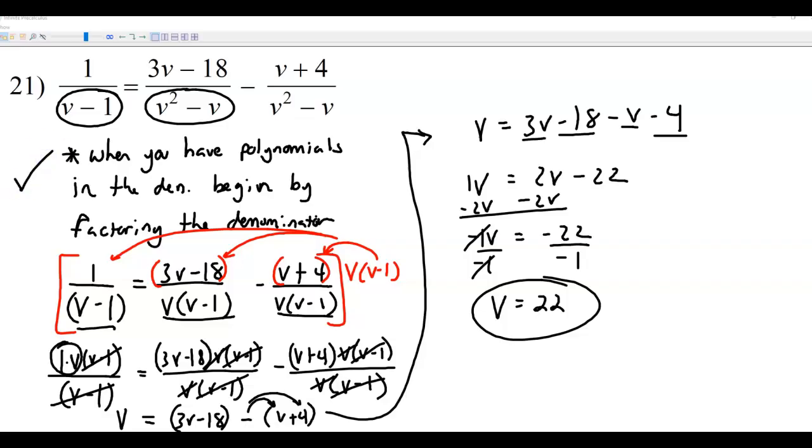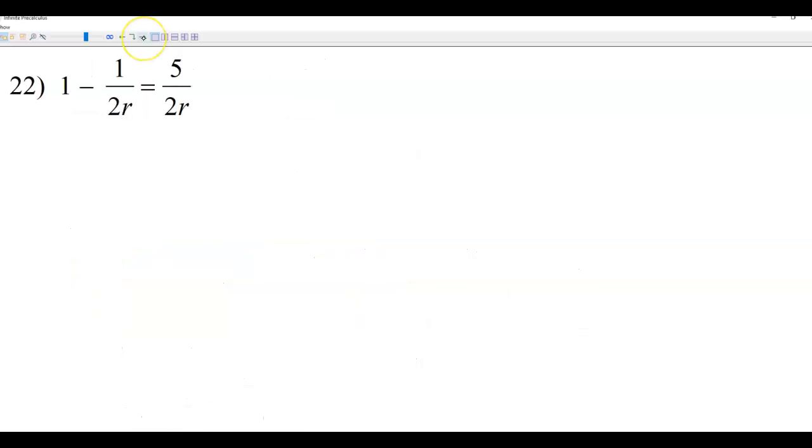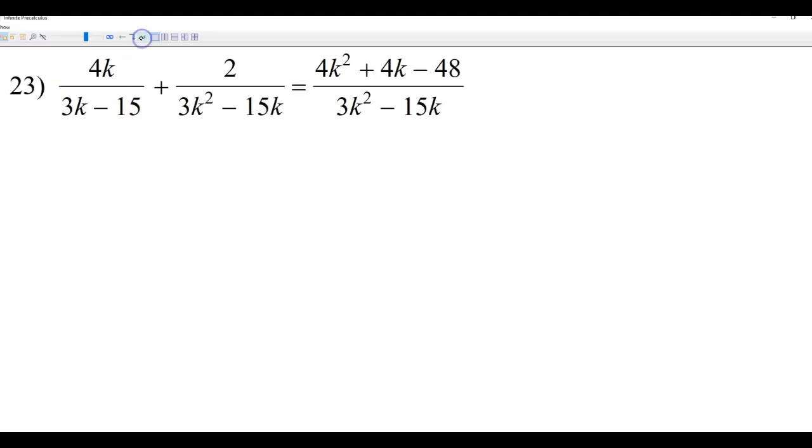All right, so the main thing to focus on here is that when you have polynomials, not just a single term, but a polynomial in the denominator, you have to begin by factoring it so that you can find the common denominator, which is what you multiply by. And so you'll have one like that. This one actually is not polynomial, so this one's going to be a lot more like the last one you did. Here is another one. We'll do another one.